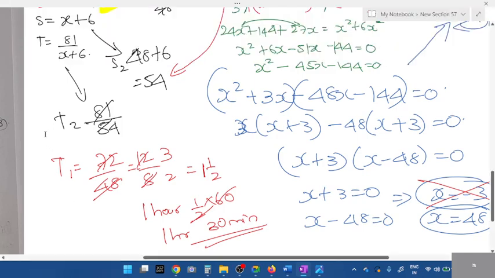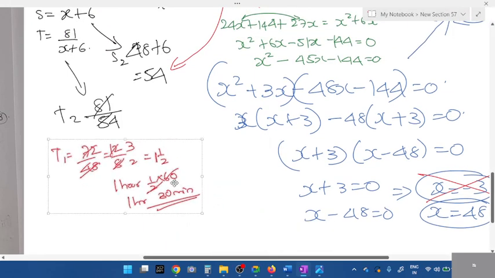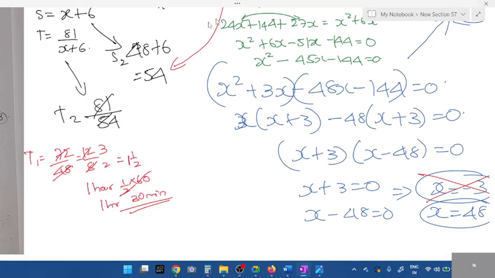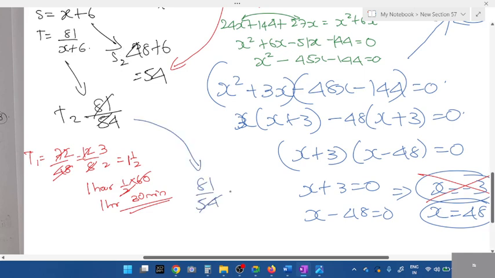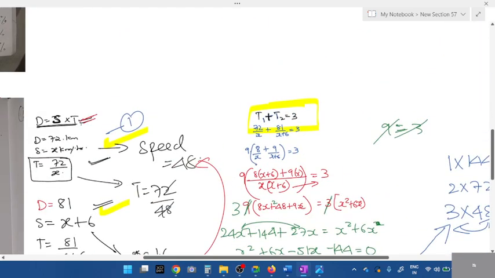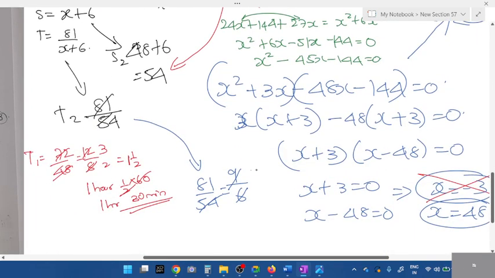1 hour 30 minutes. Now, even if you increase the speed, we'll calculate T2 here, time 2. So for time 2, 81 divided by 54, 9 6s are, 9 9s are. Okay, the time is same. Time both together, T1 and T2. Time is same, students.